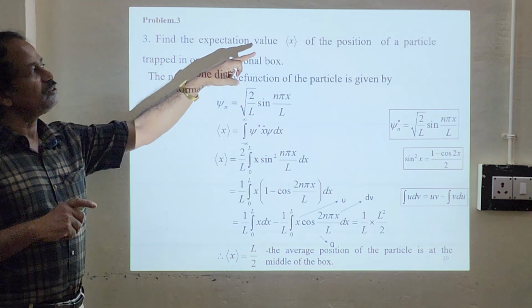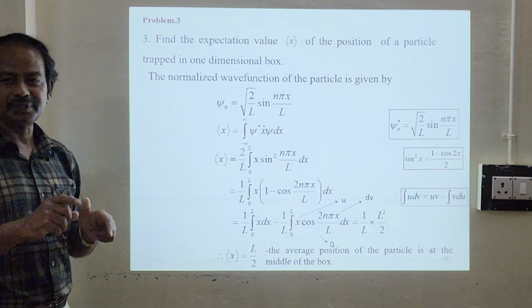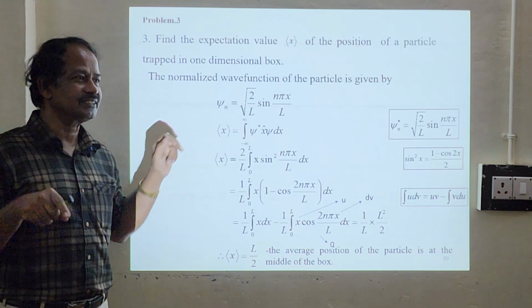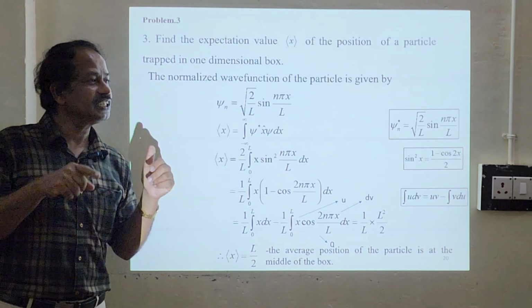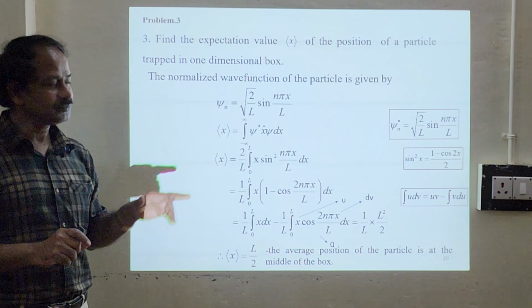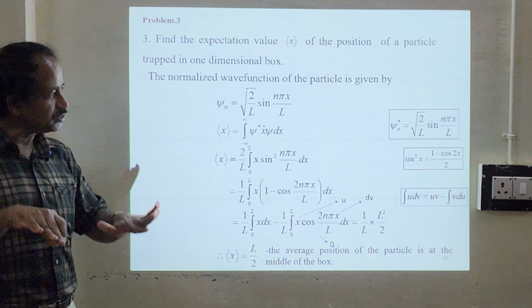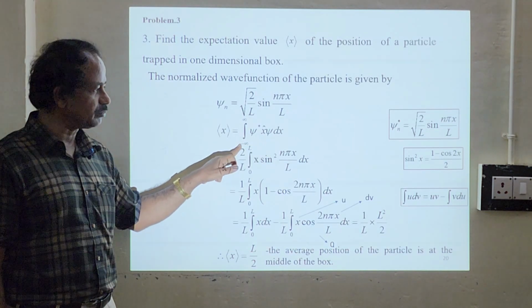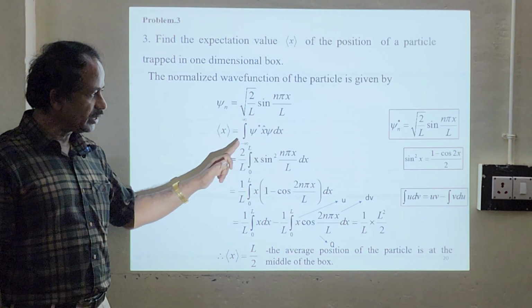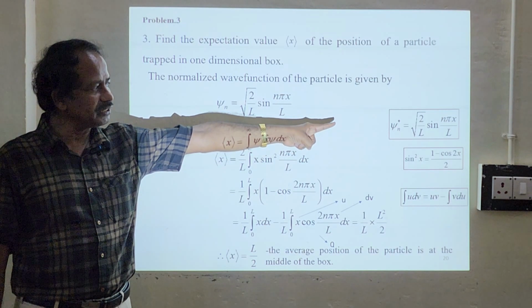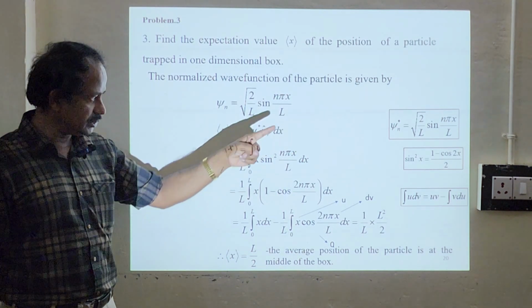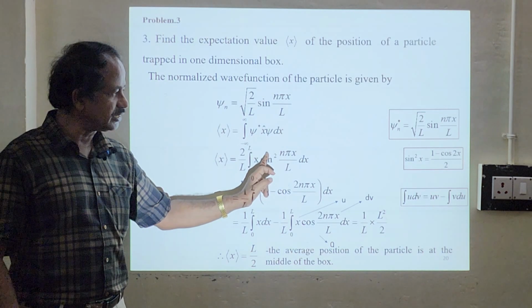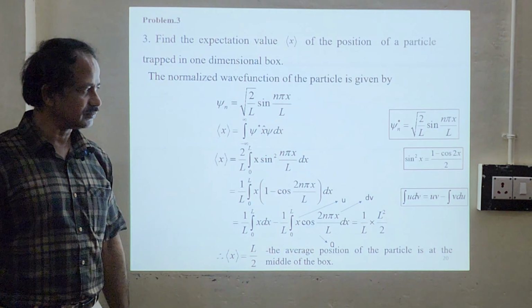Find the expectation value of the position of the particle trapped in the one-dimensional box. So now you are going to find the expectation value of x. Earlier we found the expectation value of the momentum, so now x, the same procedure. Psi star x psi dx, with the integration from minus to plus infinity. Your psi will be as given, so you have x sin into sin, that will give you sin squared n pi x by L dx.